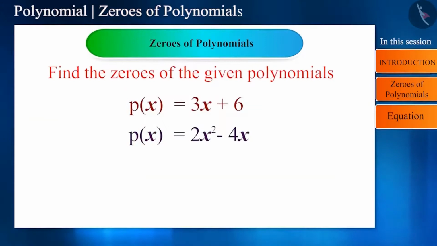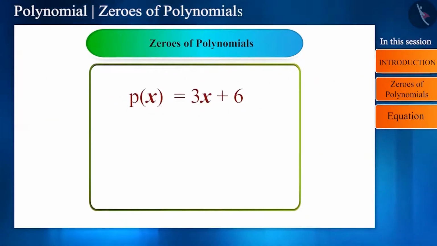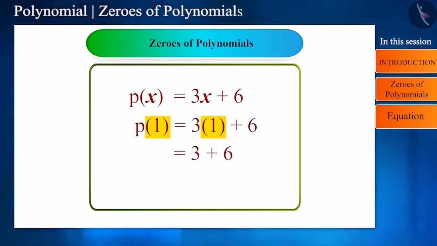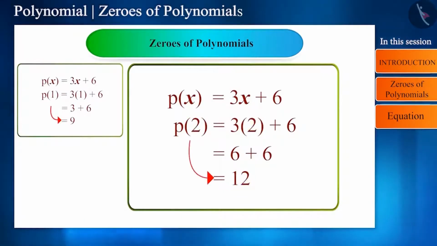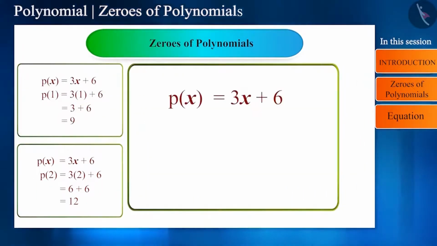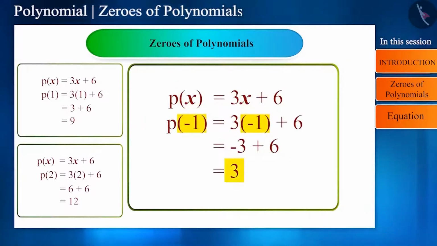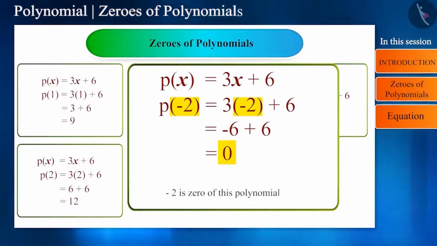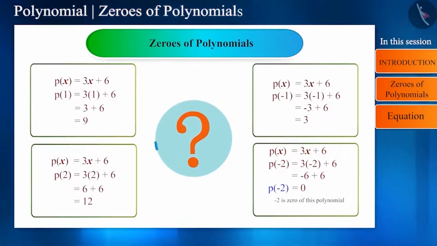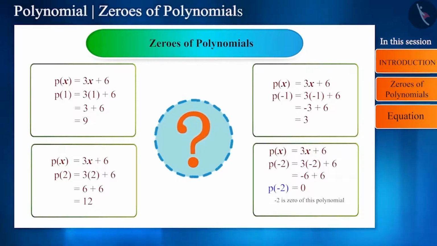So let's take some polynomials and find their zeros. Let's put different numbers in the first polynomial. By putting 1, we get 9, and we get 12 on putting 2. By increasing the number, the value of the polynomial is also increasing. So let's put a number smaller than 1. On putting -1, we get 3. Values are decreasing. Now let's put -2. By putting this value, we get 0. That is, -2 is a zero of the polynomial 3x + 6. We can also write this as p(-2) = 0. Friends, can you think of another number for x so that the value of this polynomial is 0?